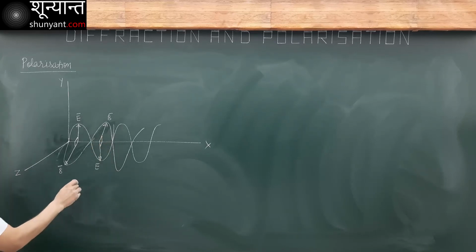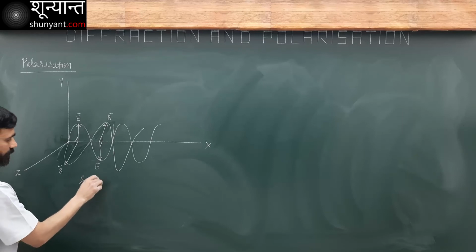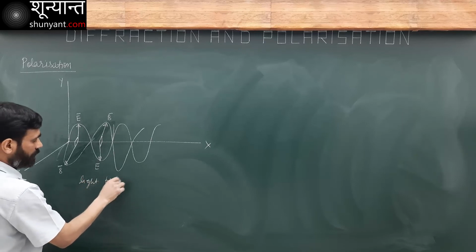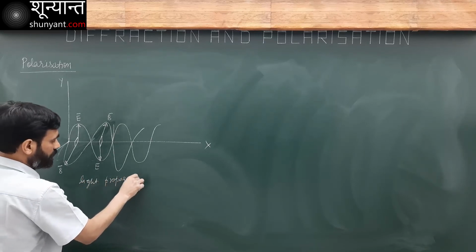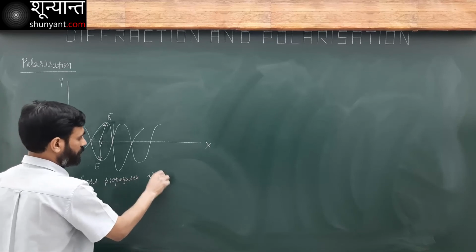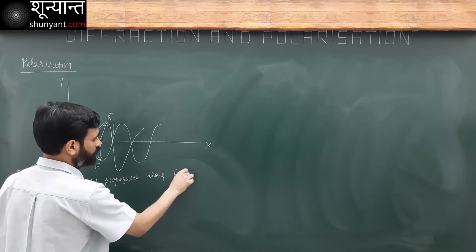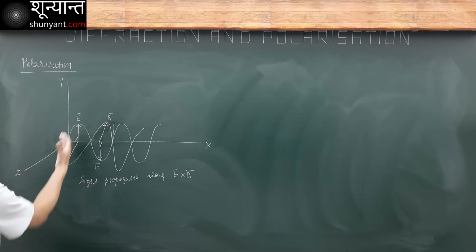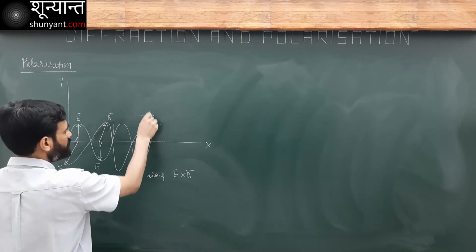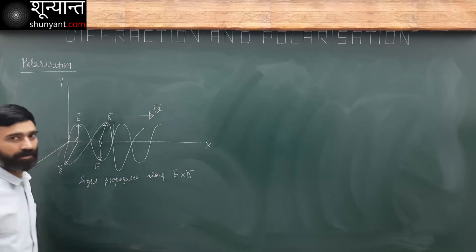Light propagates along E cross B. Now, if I do E cross B here, it is going towards this direction. So that means this is the direction of propagation of light.